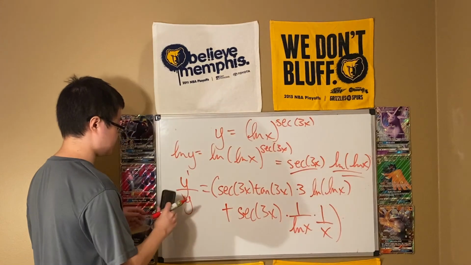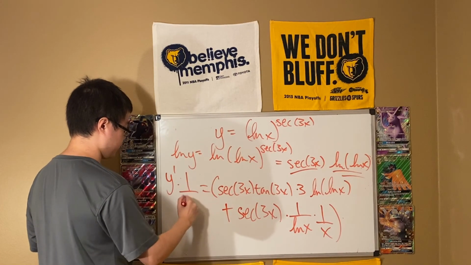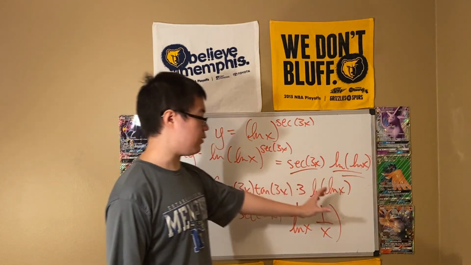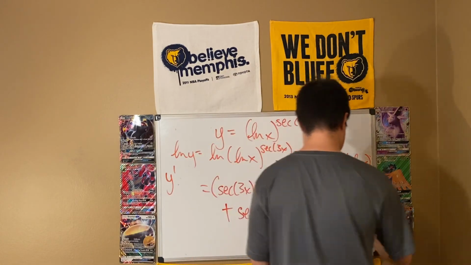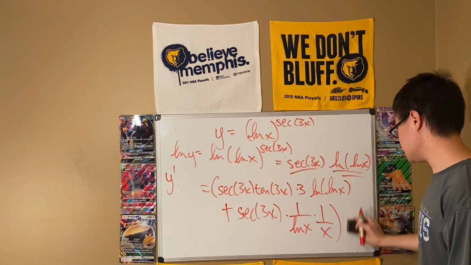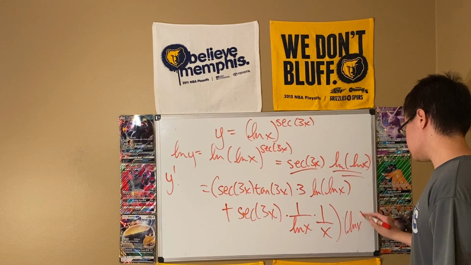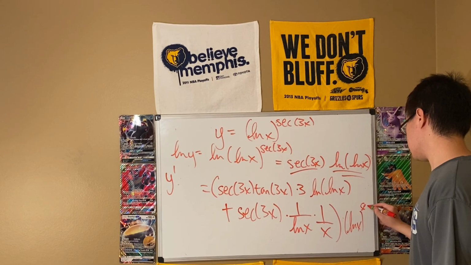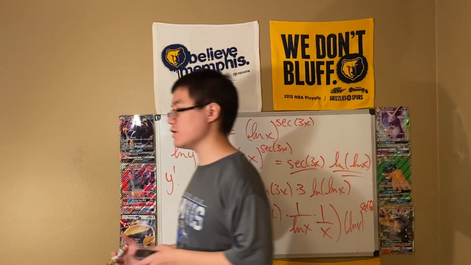Take this y, let's be as lazy as possible. So instead of writing y prime times 1 over y, what we're going to do is we're just going to multiply by y so we don't have to rewrite it. So we're going to multiply this by y. But then remember that you can sub in y for this thing, so we can erase this. And instead of y, we can write this. ln x secant 3x. Ran out of room there, but hopefully you see the process.